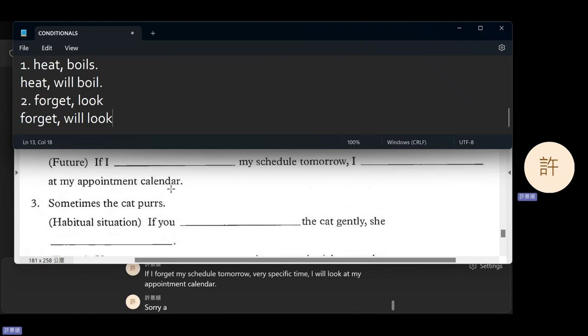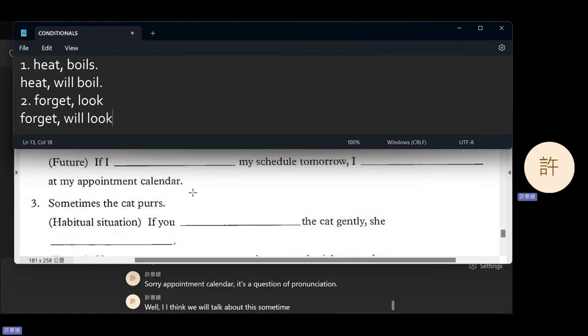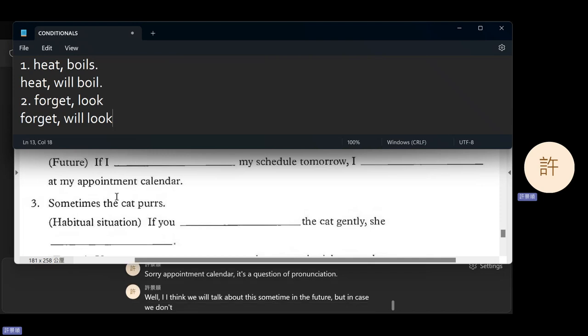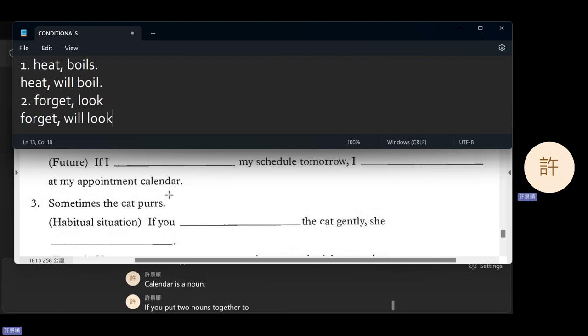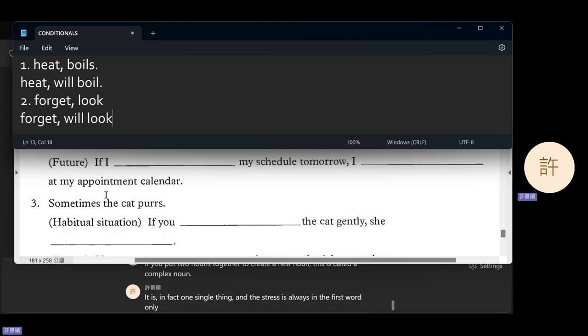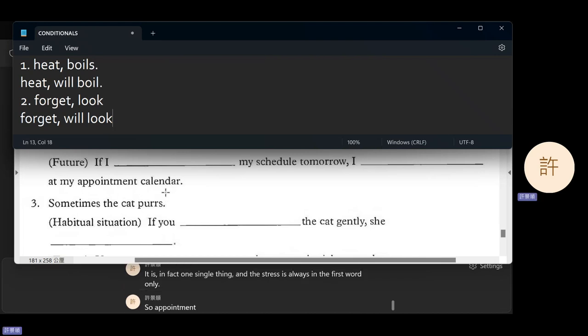Sorry, appointment calendar. It's a question of pronunciation. I think we will talk about this sometime in the future, but in case we don't, appointment is a noun, calendar is a noun. If you put two nouns together to create a new noun, this is called a complex noun. It is, in fact, one single thing, and the stress is always on the first word only. So appointment, calendar, but appointment calendar. There's no stress on the second word of this complex noun.